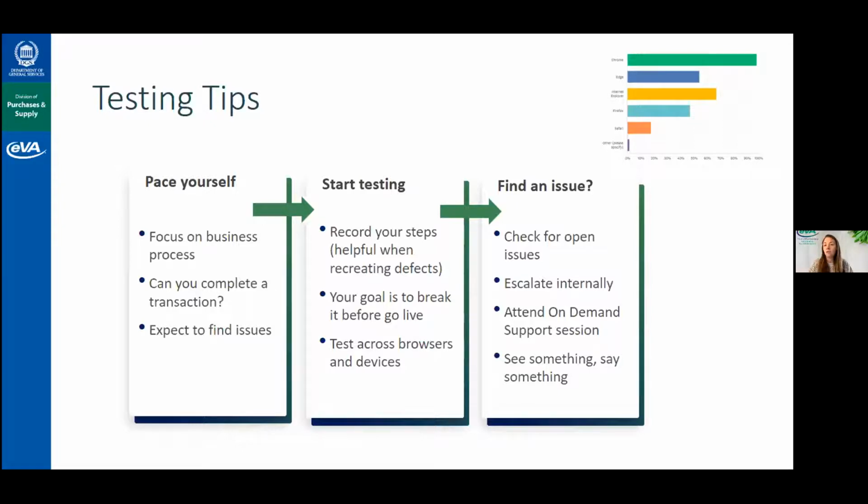You also have the option to attend an on-demand support session. That'll allow you to screen share with us, somebody from the EVA team, and see what the problem is. It may be that we can help you directly. It might be an end user error. It might be, again, a known issue. But most importantly, if you find an issue, please escalate it and say something. Again, we hope that you focus that to your internal user, but we will have those on-demand support sessions to help you share that information directly to the EVA team as well.